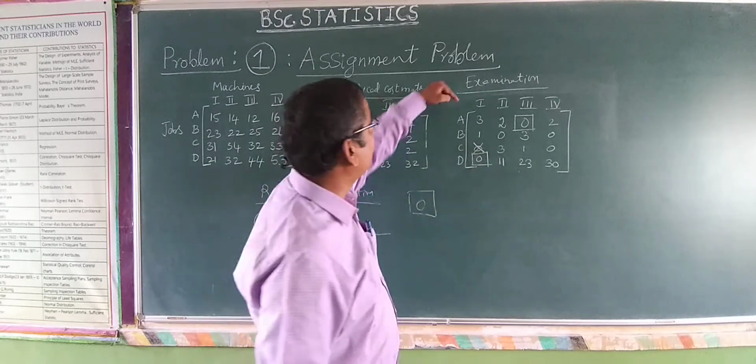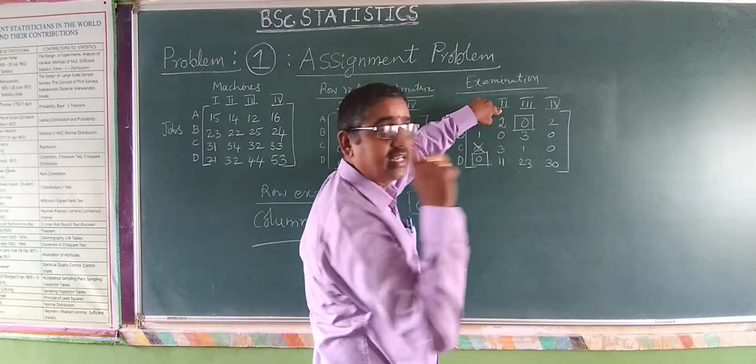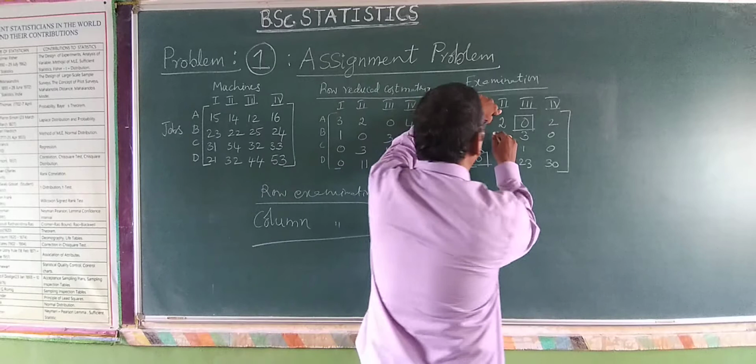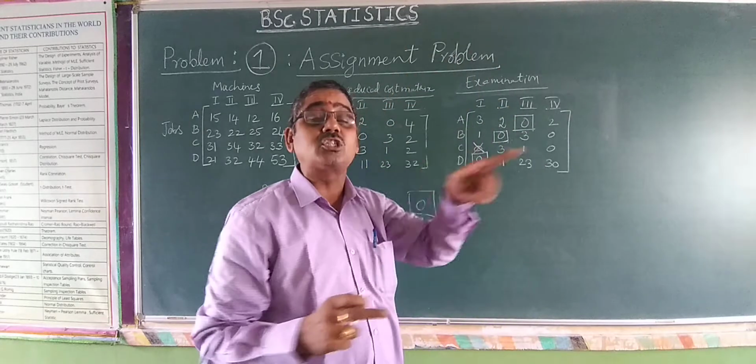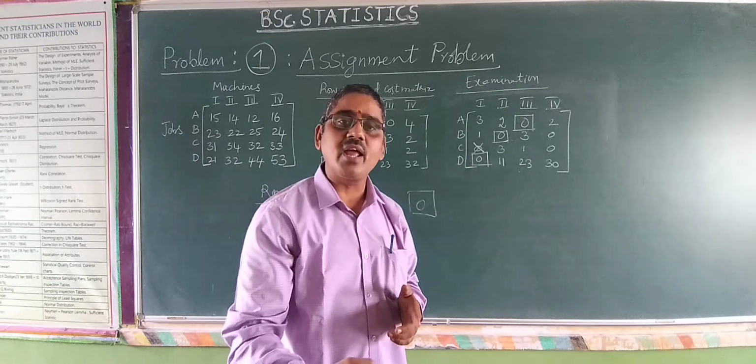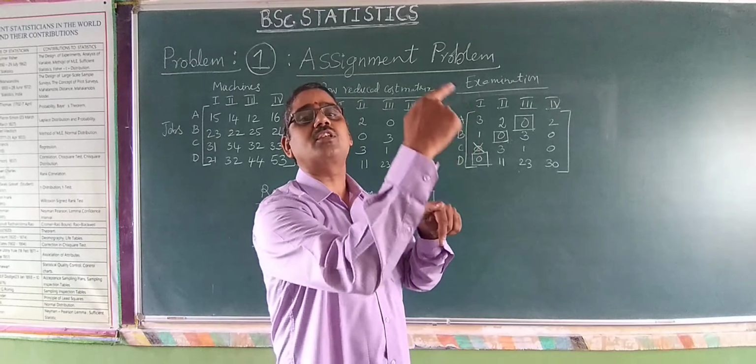So like that you see here. And again go to the second column. You see here, a single 0 is there. Assign the 0. And now cancel all other zeros in its column, in its row. In the column examination, assign the 0 in the column, and cross all other zeros in the row.